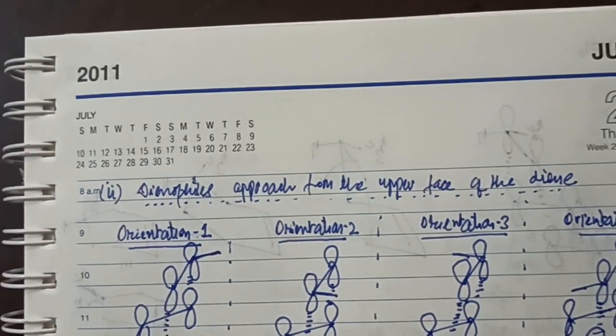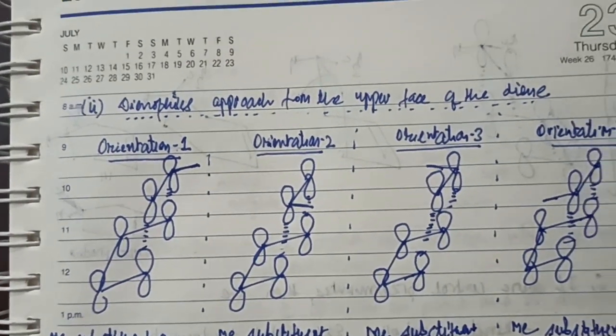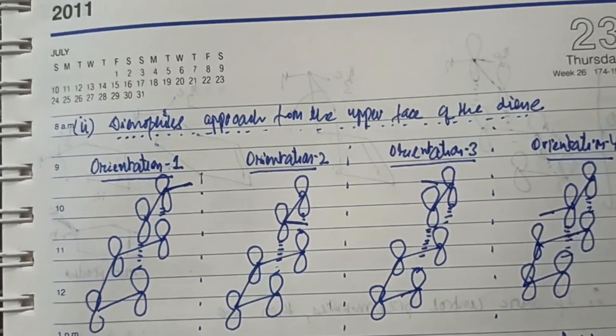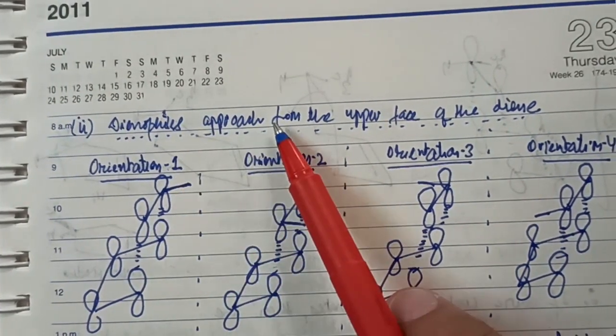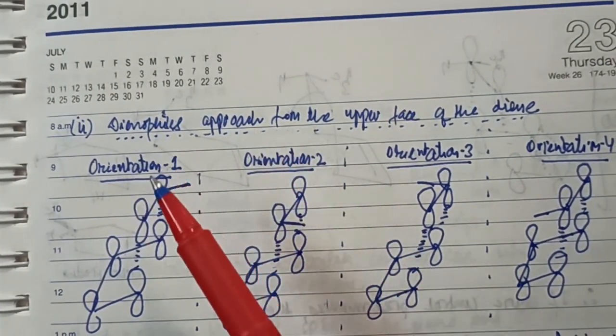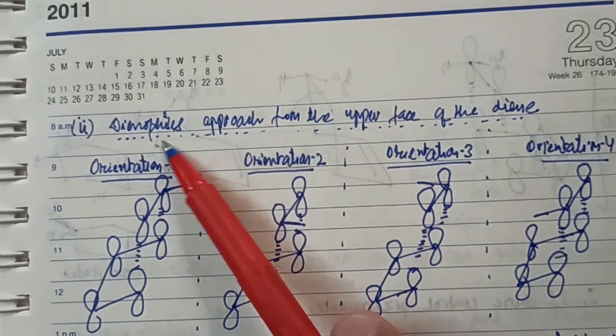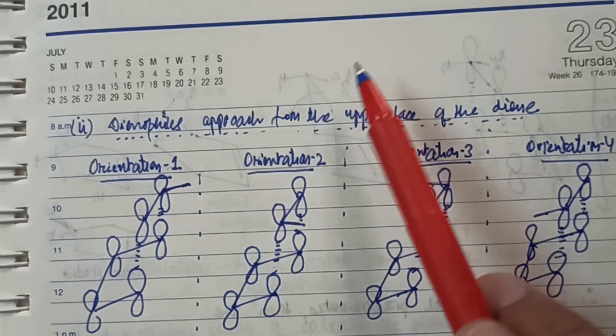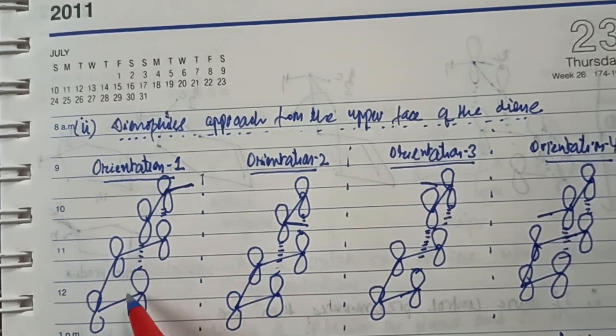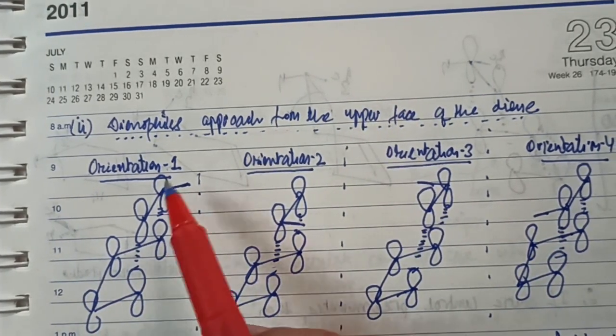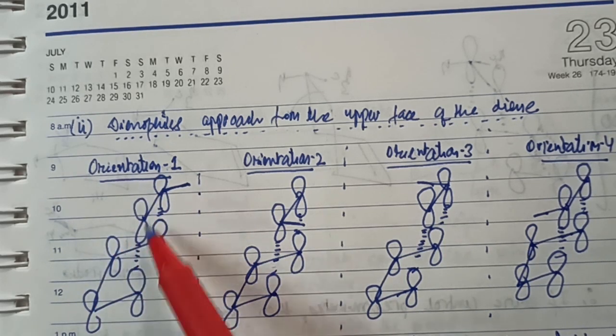Now let's talk about the second orientation. As I've told you, this was the first orientation in which the diene approaches the dienophile from the lower face, remember. Now the second orientation is, imagine that the dienophile approaches the diene from the upper face. This is the diene, this was the lower face, this is the upper face, and the dienophile comes from the upper face.